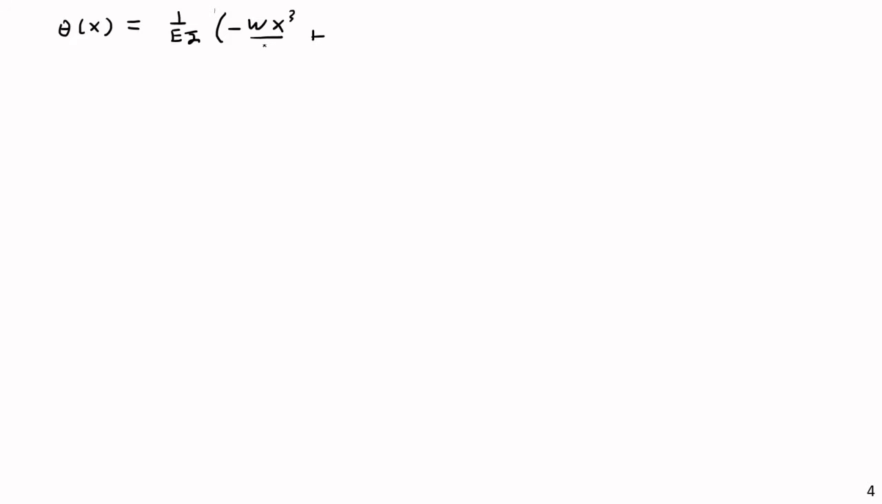plus wLx squared over 4 and minus wL to the third over 24. So negative wx to the third over 6 plus wLx squared over 4 minus wL to the third over 24. And I need to get two different things.